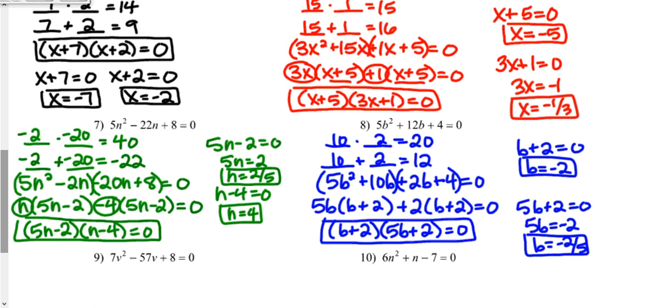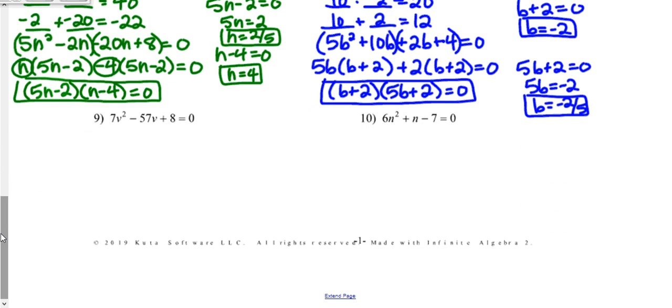All right, moving on to number 9. So on number 9, again, we do not have a greatest common factor. So going straight to the factoring process. Can't use the shortcut either. So a times c would be 56, and then add to give us negative 57. So numbers that multiply to 56 and add to negative 57 are negative 1 and negative 56.